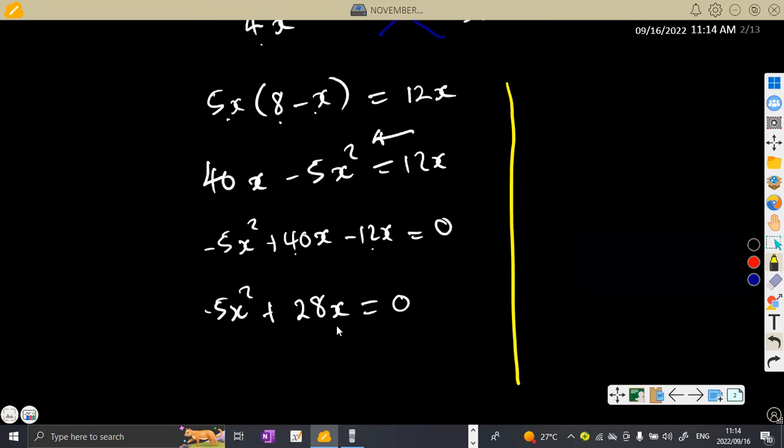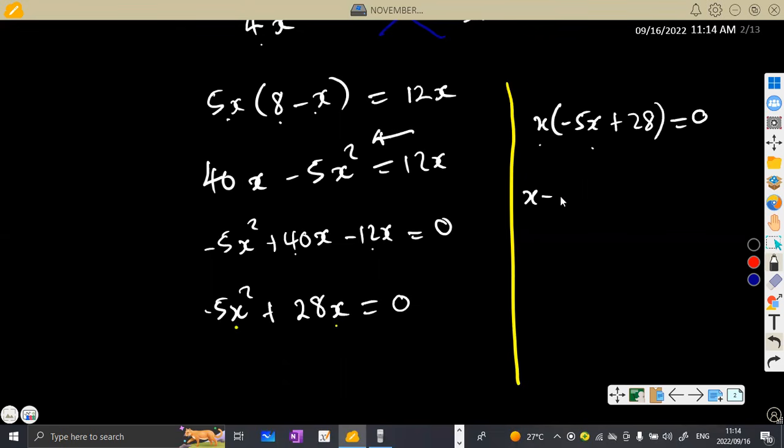If you are to cross-check, x is common here. So that means I can factor out x, which is common. If I factor out x, it's going to be minus 5x squared divided by x, which is minus 5x, and 28x divided by this x, which is plus 28, which is equal to 0. So take note at this stage, if you're given these two, you're going to say one of these should be equal to 0. So x should be equal to 0, or minus 5x plus 28 should be equal to 0.